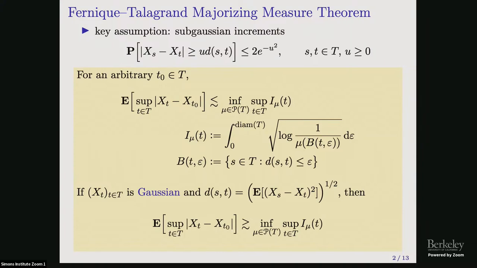And this integral, how are you supposed to compute that, right? You're looking at measures of balls in the metric space. It's hard to deal with, but it turns out to be tight. For example, if your process is Gaussian and the metric is just the canonical covariance metric, then you can actually reverse this. So this lower bound holds.